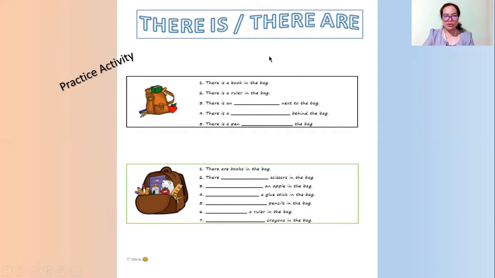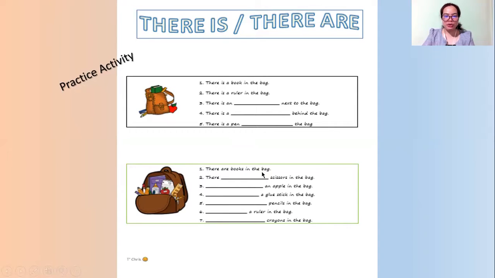Now, what you are going to do is to fill in the blanks here. So, number 1 is there is a book in the bag. There is a ruler in the bag. Look at the pictures very carefully. So, what do you see? Okay, so there is a blank next to the bag. So, what is this? So, you are going to write this one here. There is a blank behind the bag. Oh, what's behind the bag? Okay, you need also to write this one here. There is a pen, blank, the bag. Where is the pen? Okay, so you need to write the correct words.